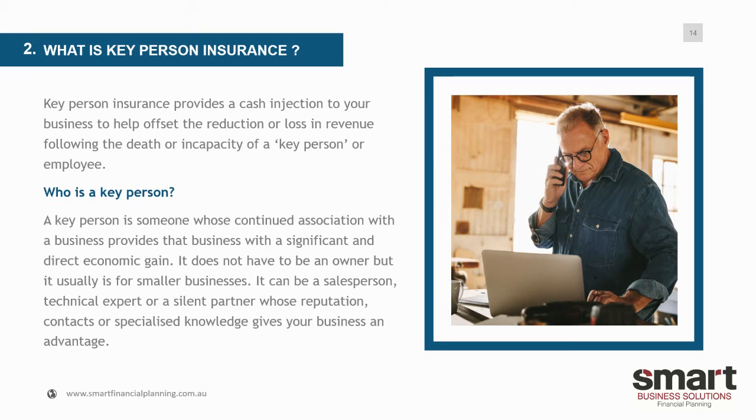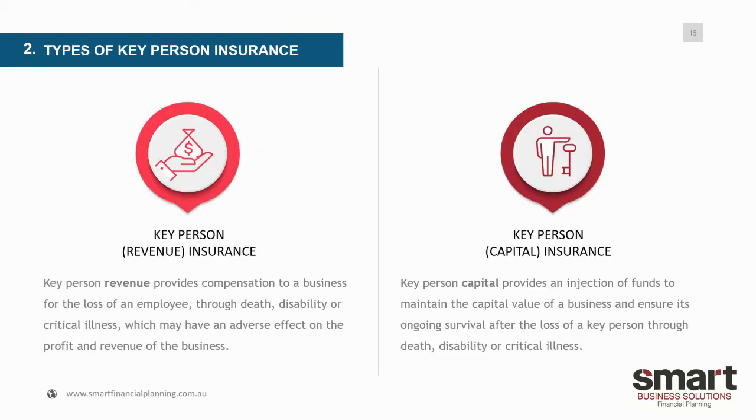So it could be a salesperson, a technical expert, or a silent partner whose reputation maybe gets you extra business in the door. So identify, if something was to happen to them, what would happen to your business? What would happen to the revenue? So if I look at who the key person is, then we look at types of key person insurance.